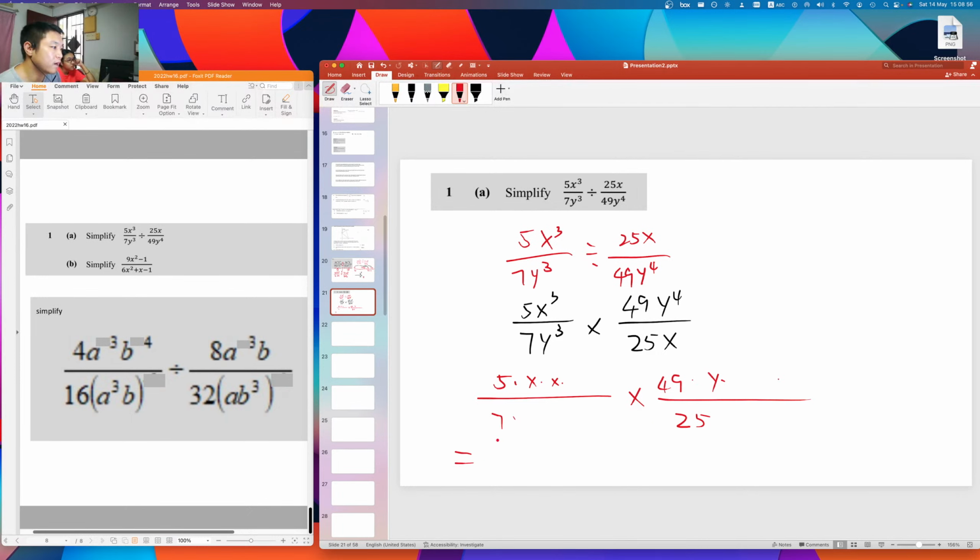5 times 49, 245. 245 2x, so x to the power of 2 y. Below, 7 times 25, 175. Okay, so I still see opportunity to reduce the 245 and 175. Can you use a calculator and what do you get?